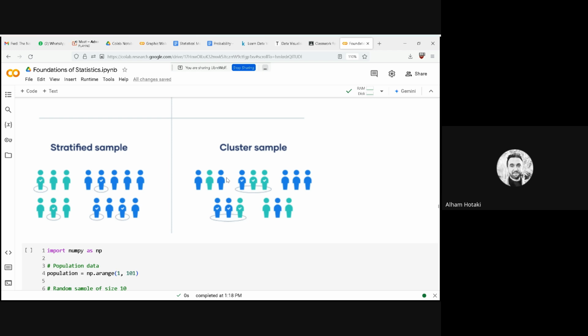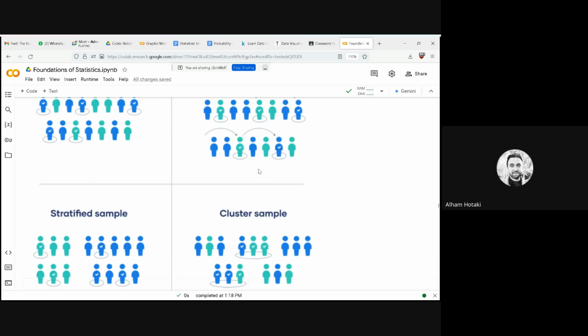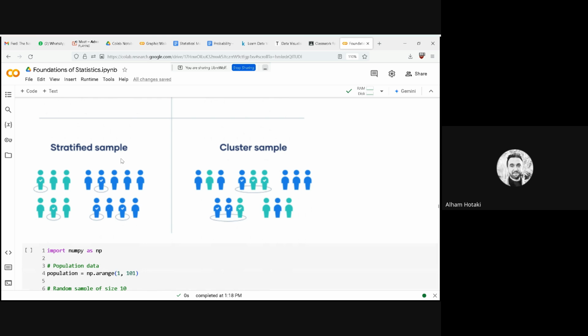Now, cluster sampling is where you cluster the population based on something. What is the difference between stratified sampling and cluster sampling? In stratified sampling, in each cluster that you have put here, you have to get one sample from that cluster. In cluster sampling, you divide the population based on clusters, and then you select the whole cluster.